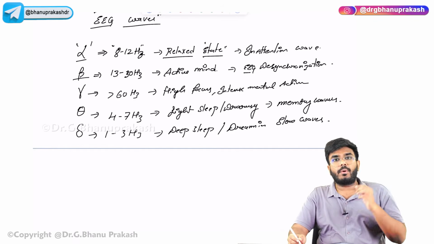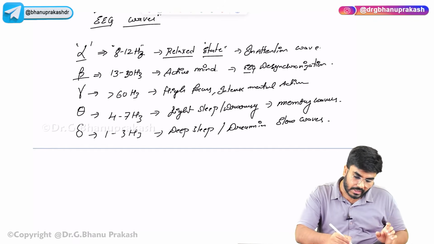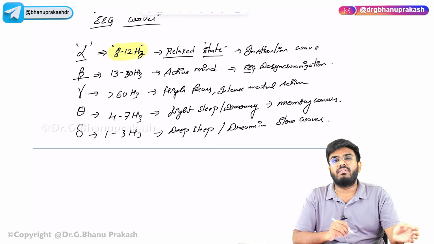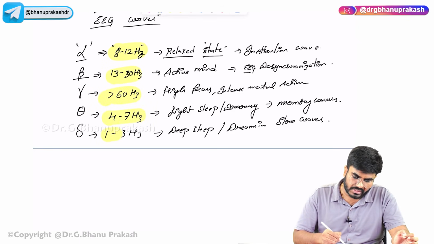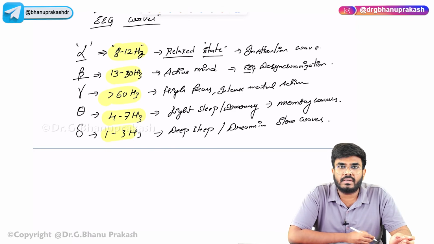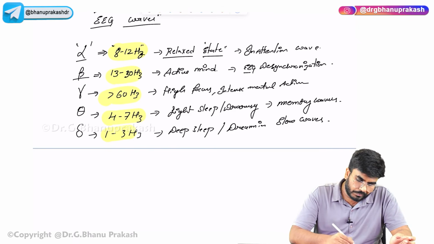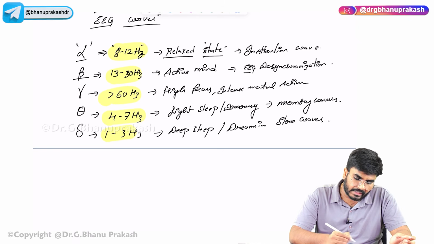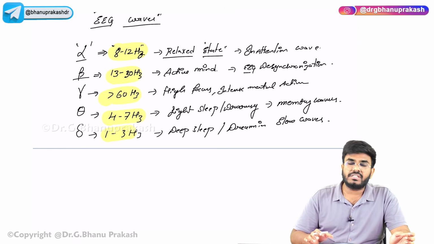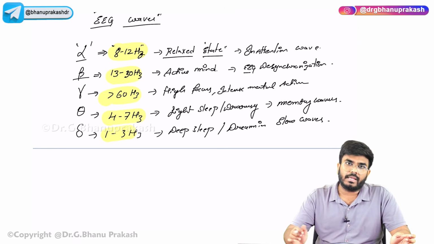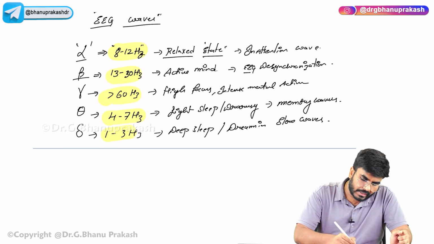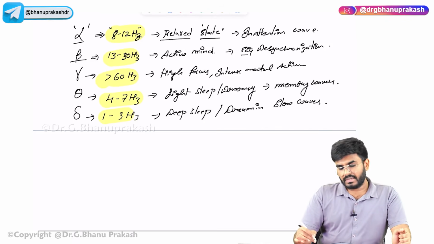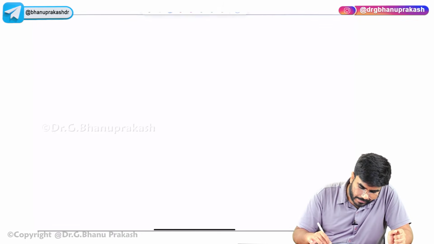There are some important points which I want you to know. They will ask you the frequencies in your exam: alpha waves 8 to 12 hertz, beta 13 to 30, gamma more than 60, theta 4 to 7, and delta 1 to 3. So know the different waves and their frequencies, in which conditions they are seen, and what their other names are. EEG waves, completed.